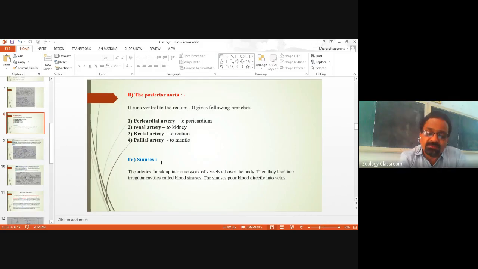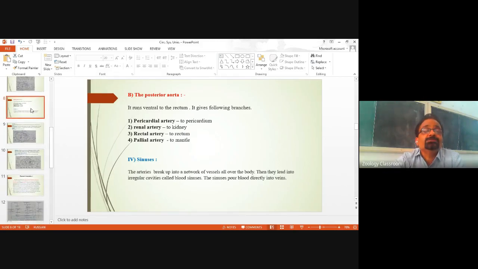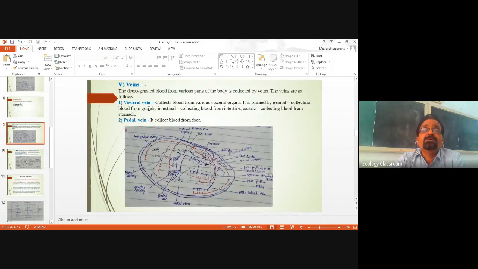So whatever fragmentation of the arteries takes place in the form of a capillary network, it is not uniting into other capillaries as in the case of higher animals, but instead they are directly opening into the blood sinuses, and these blood sinuses form the veins or venules. These veins collect the blood. Now, veins carry the deoxygenated blood from the different parts of the body, and the different types of veins are as follows.